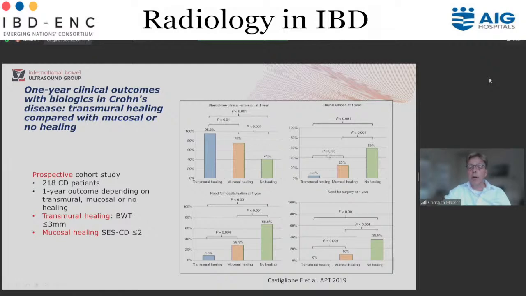If we look at clinical relapse, the ones who had transmural healing, only 4.4% had a relapse after 1 year, compared to 25% who only had mucosal healing. If we look at need for hospitalization, 8.8% of the patients after 1 year had a rehospitalization compared to 28% of those only having mucosal healing, and none of the patients with transmural healing had surgery within the 1 year. So also a clear indicator that transmural remission is a sign that a patient is most likely to have a less severe course over the next year.